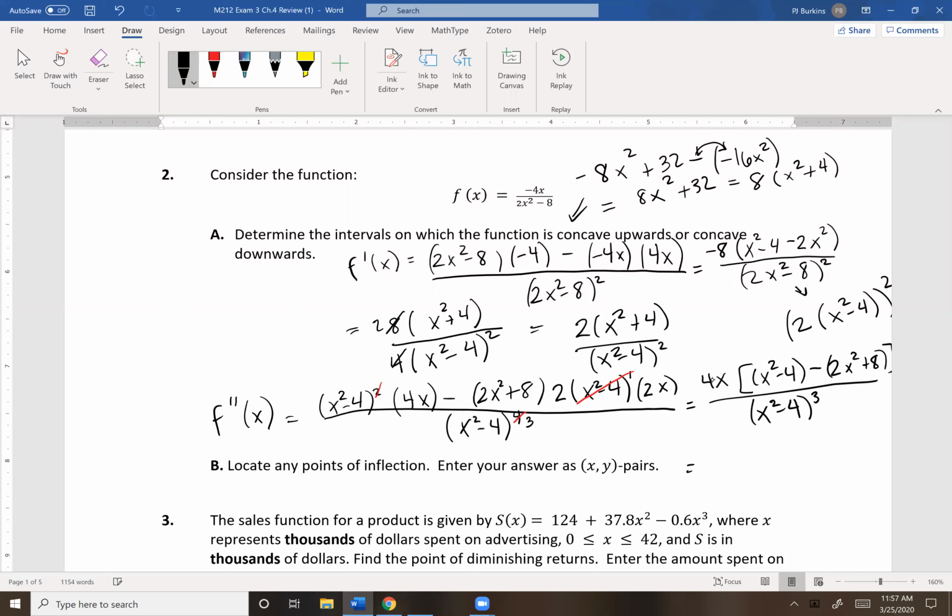And now, after this excessive amount of algebra, I've got x squared minus 2x squared, that's minus x squared. Negative 4 minus positive 8, 12.